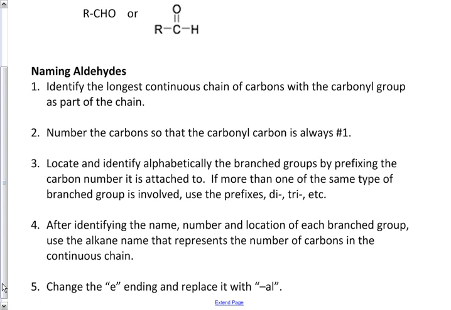So you're going to find the parent chain, and that carbon will always be number 1. There may be other groups attached to the parent chain, but that carbonyl carbon will always be number 1. And so the only other thing you really need to be aware of that is different is that the ending for an aldehyde will now be "al."